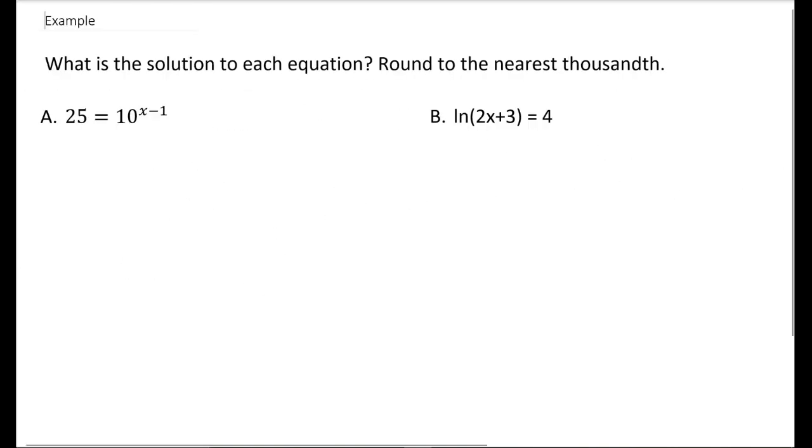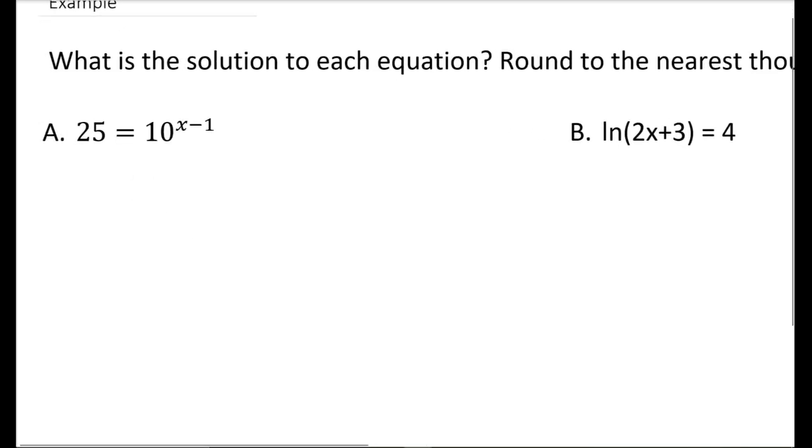All right, so what is the solution to each equation? Round to the nearest thousandth. So now we're ready to tackle some equations. Equations that involve 10 and natural log. So how do we do this?